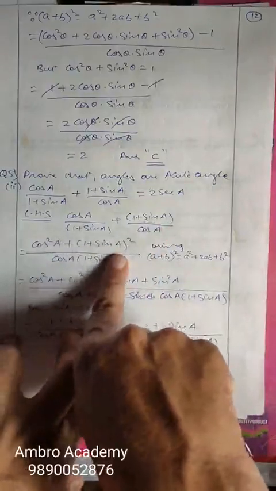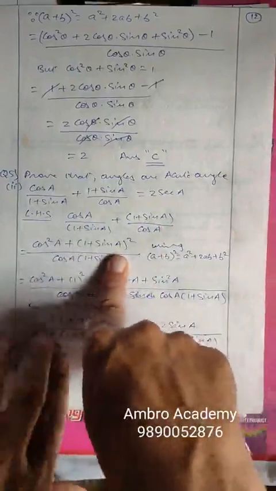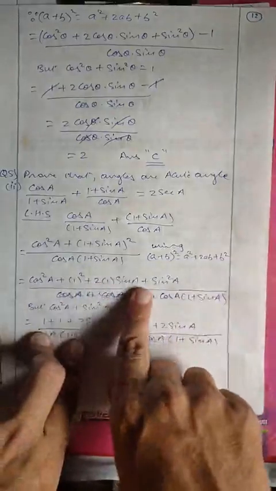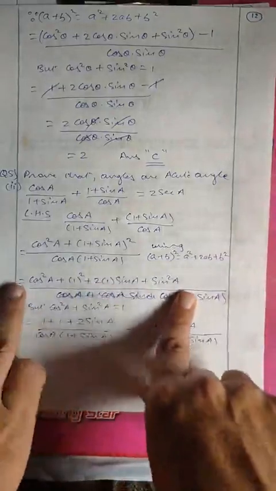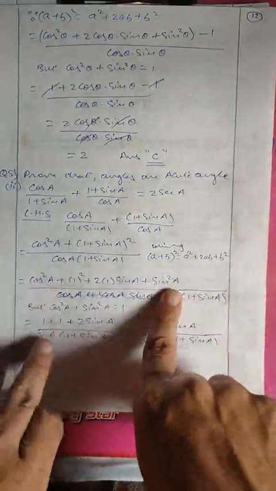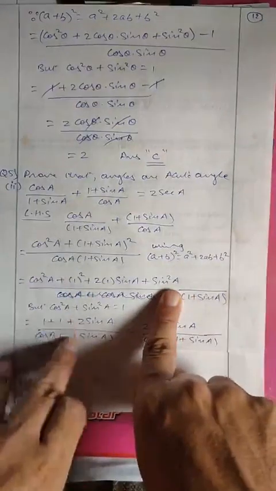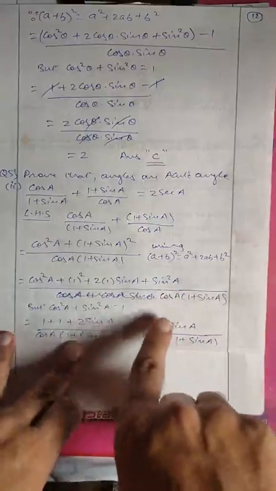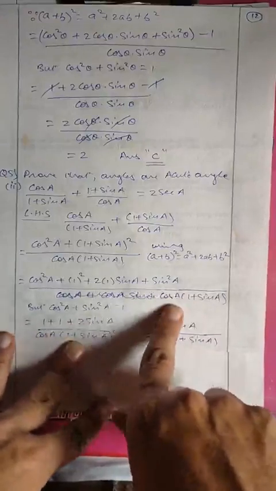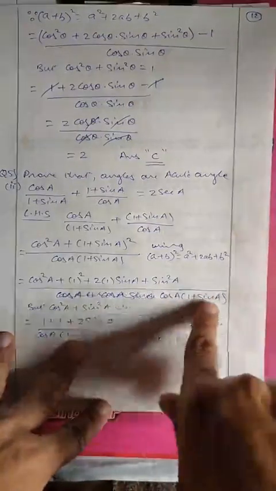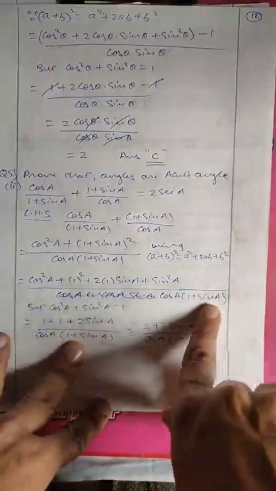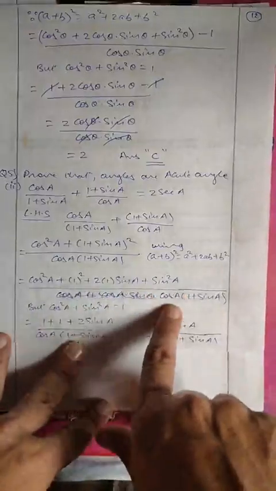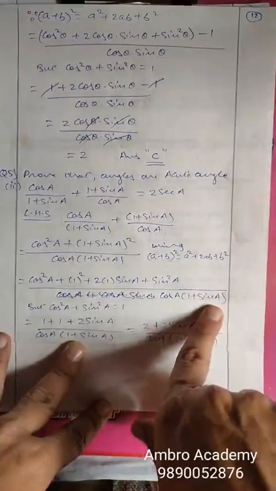Again 1 plus sin A whole square is in the form of a plus b whole square. So I will be using the formula a square plus 2ab plus b square, that means 1 square plus 2 into 1 into sin A plus sin square A. Here clearly we can find cos square A plus sin square A is 1. So we can write 1 plus 2 sin A whole divided by cos A into 1 plus sin A. See, I am not simplifying the denominator. Please note that I am not simplifying the denominator. If you simplify the denominator, the question becomes complicated. So first of all, I am only simplifying the numerator, not the denominator. Denominator is left as it is, cos A into bracket 1 plus sin A.